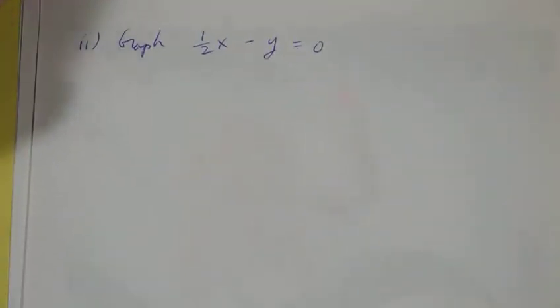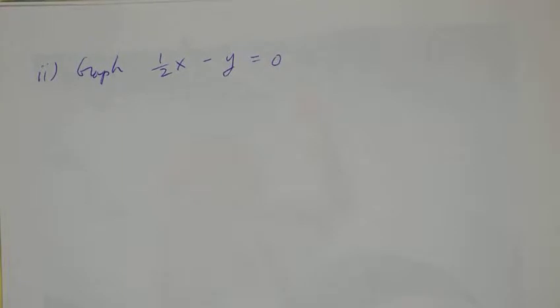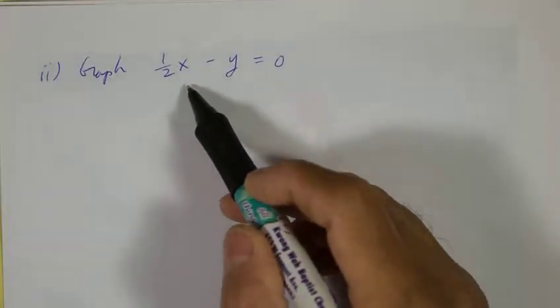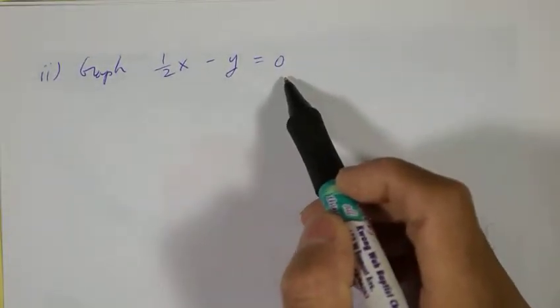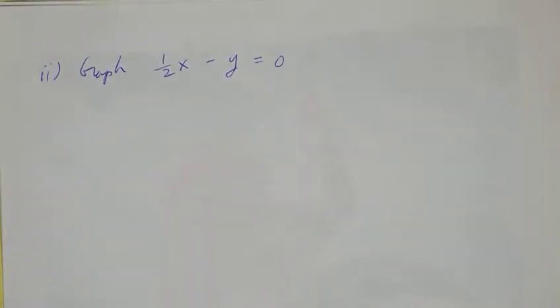Now on the second example, take a look. I have 1/2 x minus y equal to 0. So once again, I urge you strongly to pause the video for now. Try to do this on your own. Give yourself 7-8 minutes, try to graph it.